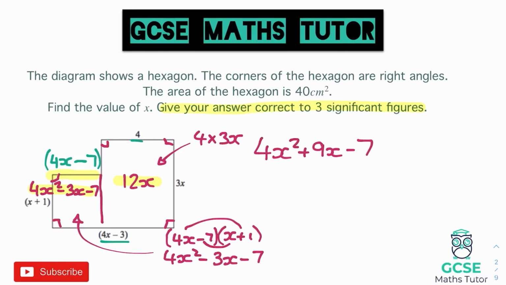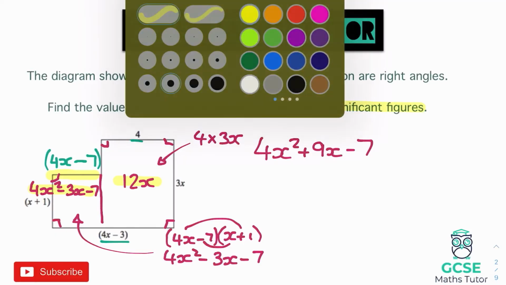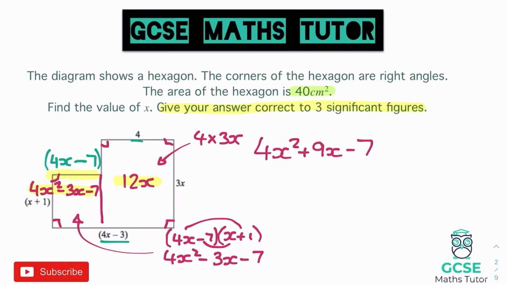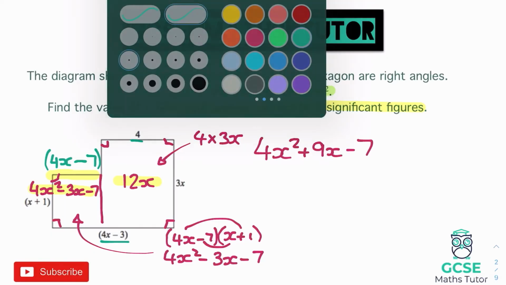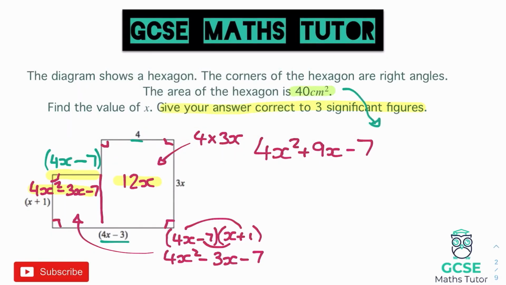Now just like the last question, it gives us a value for the area. It says here 40 centimetres squared. So we can set that equal to the 40 centimetres squared, just like we did on the last question with our 351. And if we bring that down, we can see that all of that has to equal 40.